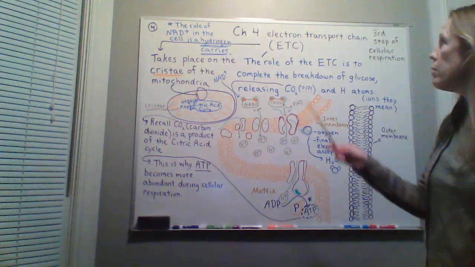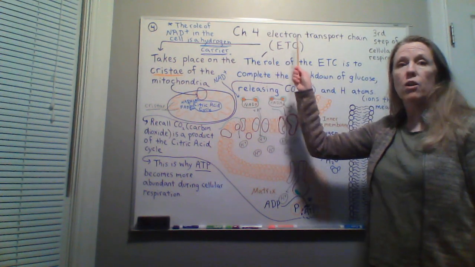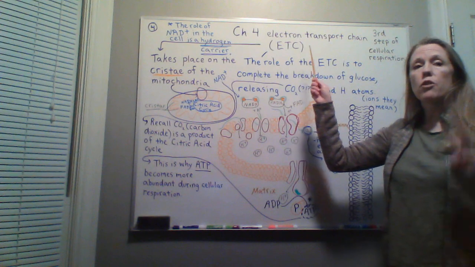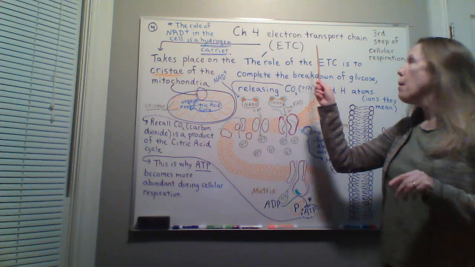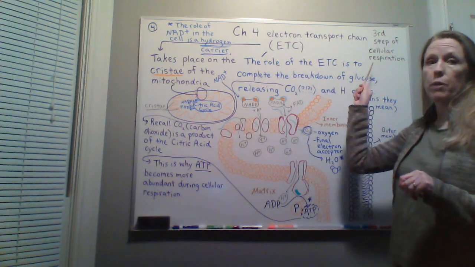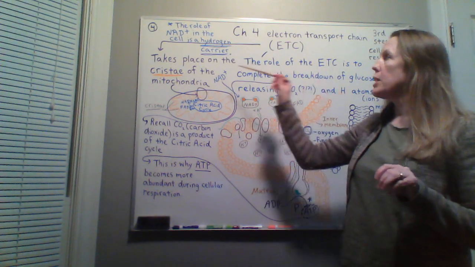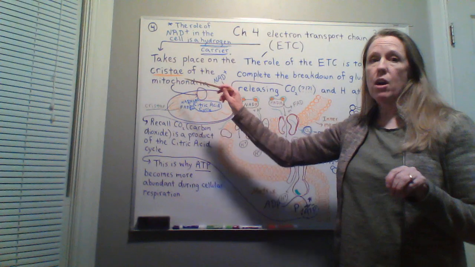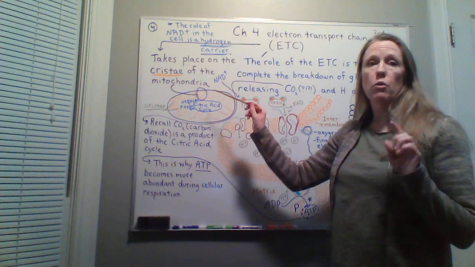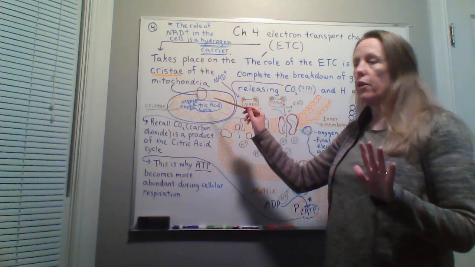Okay, class, welcome to Chapter 4, the electron transport chain, which is the third and final step of cellular respiration. It takes place on the cristae of the mitochondria. Remember, the mitochondria is an organelle, so it has a specific function.